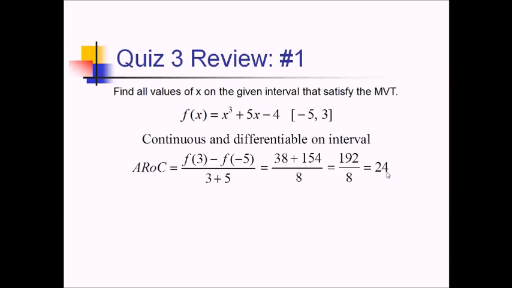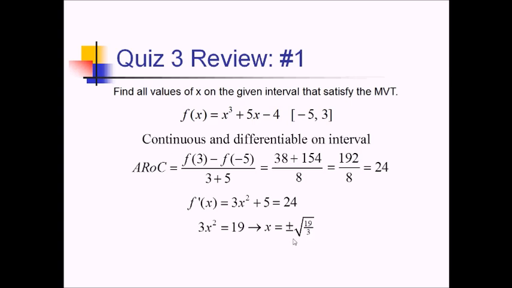So that's the average rate of change we're now going to try to match up with the IROC, the instantaneous rate of change. So next we have to find the derivative of our function here, which is 3x squared plus 5. And we have to set that equal to 24 and solve. So set it equal to 24. So subtract 5, divide by 3, and then square root everything. So we're going to end up getting x equals plus or minus radical 19 over 3.